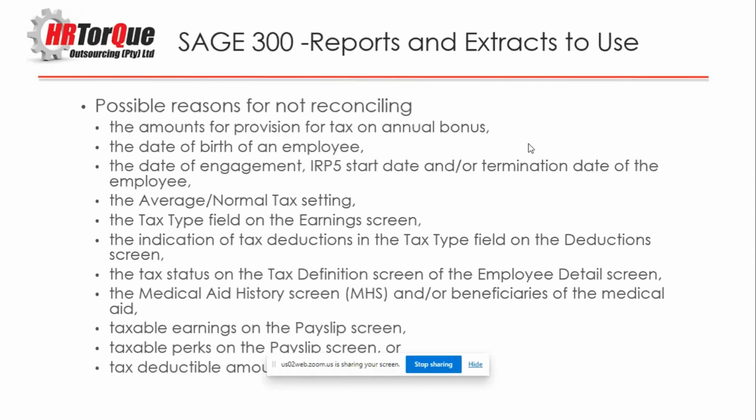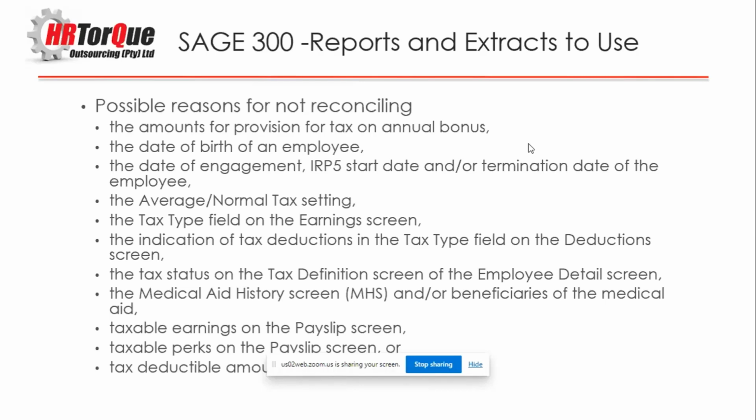The indication of tax deductions in the tax type field on the deduction screen. So maybe, for example, let's just say it's an RA and it should be tax deductible, but perhaps you haven't linked it as a tax deductible. So the tax status on the tax definition screen of the employee detail screen, the medical aid history screen.